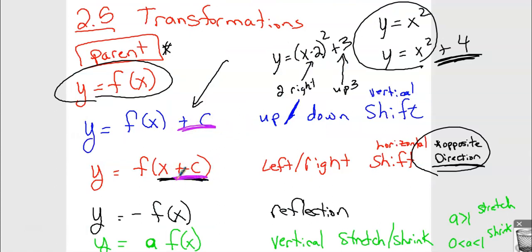Now, if you have a negative sign on the outside, it reflects it, so it literally flips it. And you guys should already know this. If it's negative x squared, it's going to be a parabola going down. So it just reflects it.